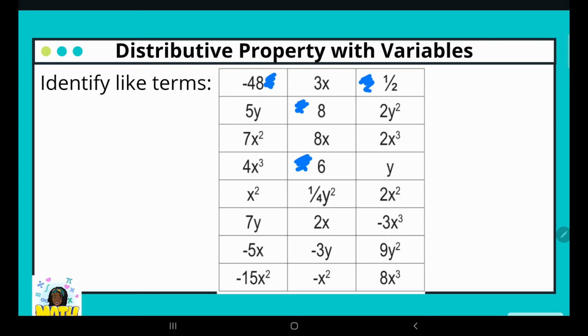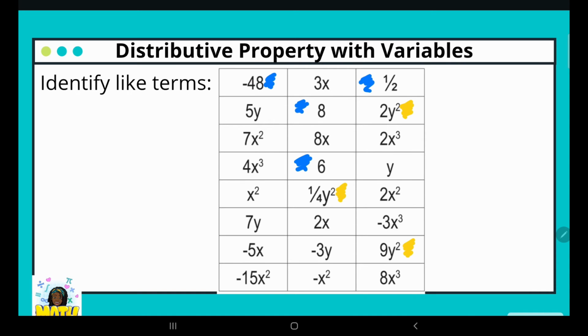Now let's take a look at another one. So I have 2y squared. That's a like term. Do you see any other? Yep, 9y squared, 1/4 y squared. So it doesn't matter what the coefficient is, the number in the front. All that matters is that it's the same variable and the same exponent. So that's what I see for now as it relates to y squared.